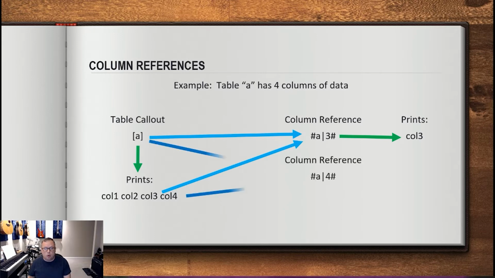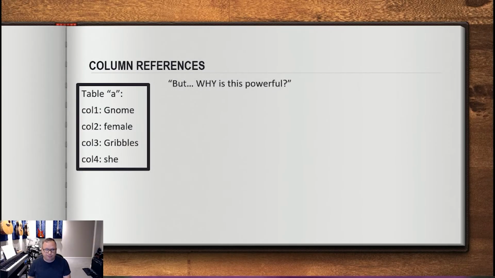If we wanted column 4, it'll pull from the same things we rolled before to give us column 4, and that's super powerful. So let's see why. Here we've got table A, gnome is in column 1, female, gribbles, and she in the different columns.